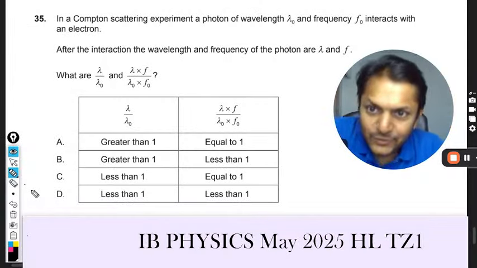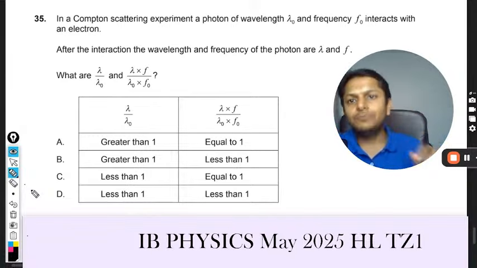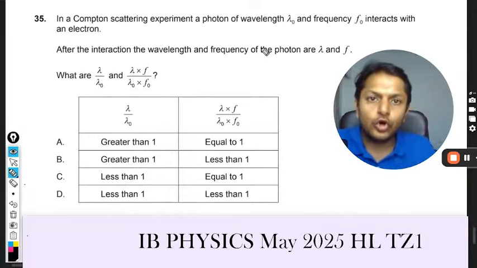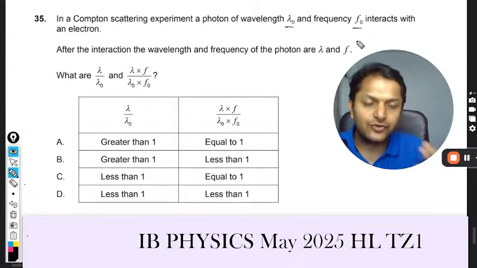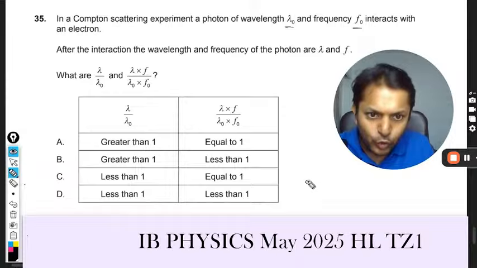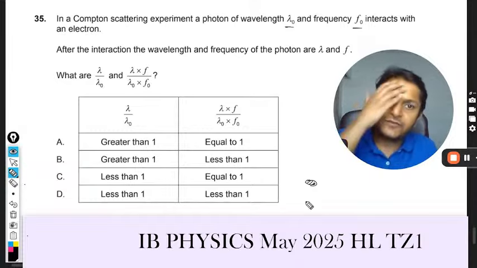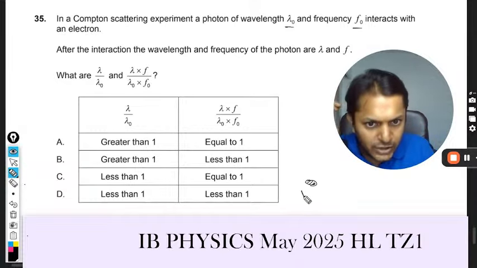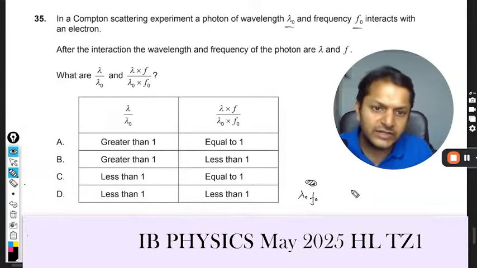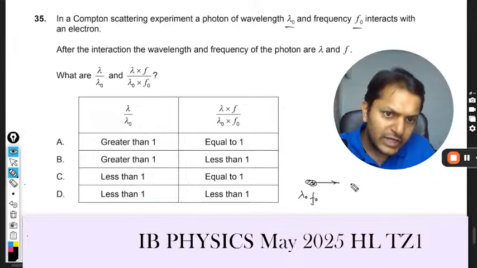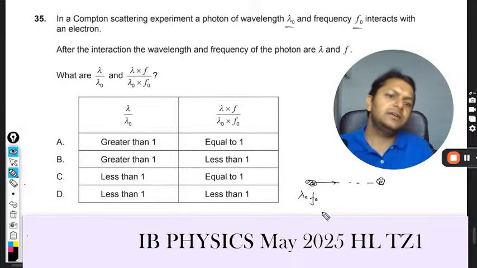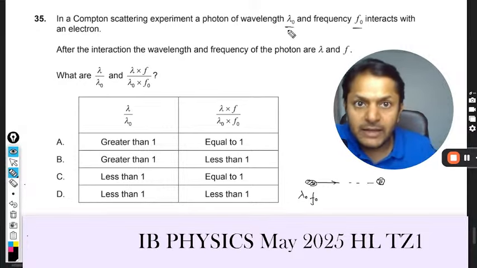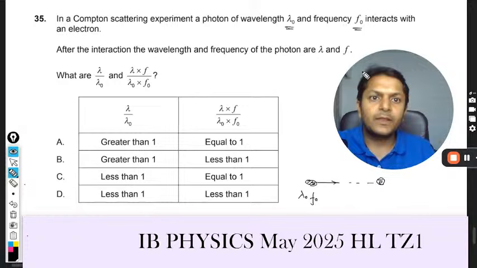Okay, dear student, let's see what is there in this question. In a Compton scattering experiment, a photon of wavelength lambda naught and frequency f naught interacts with an electron. So there is a photon having a wavelength of lambda naught and a frequency of f naught before striking the electron. The photon is going, and there is an electron placed in the path that the photon is traveling. So lambda naught and f naught are these.